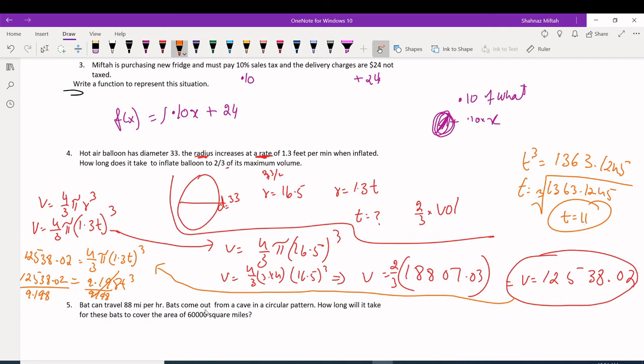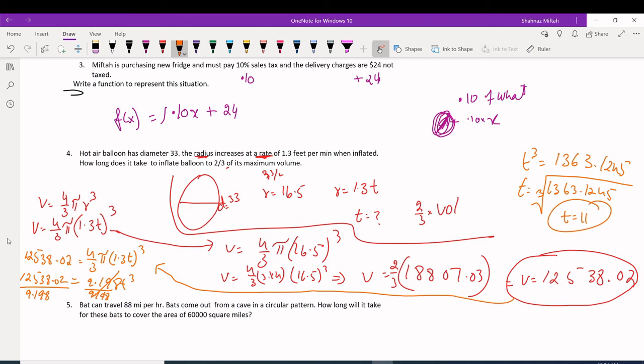Just pay attention one more time to what I did. The question is asking, this is all the information given. So diameter, I find the radius myself. This was the rate of radius increase. That's the time they're asking, 2/3 of the maximum value. Now what I did, I started with volume 4/3 pi r cubed. Then for r, I plugged in 1.3 t.